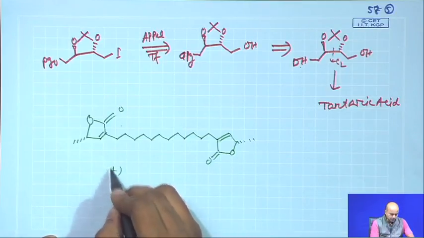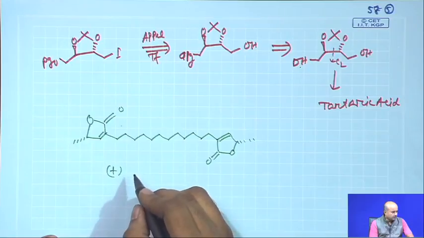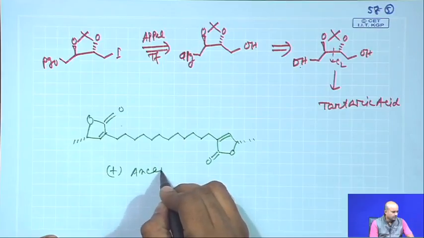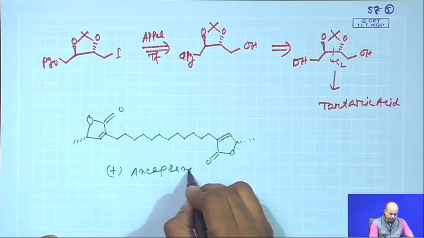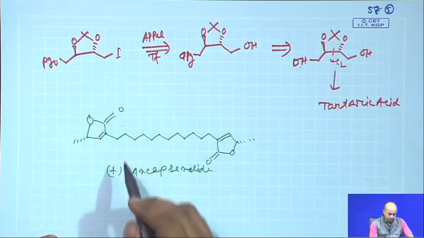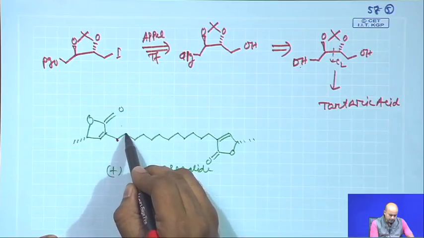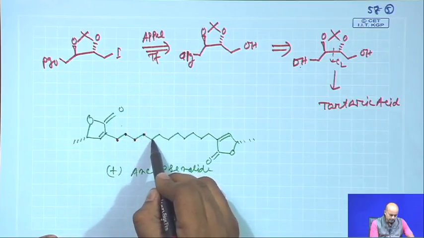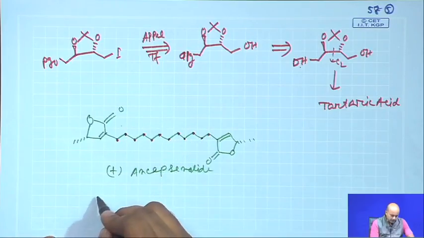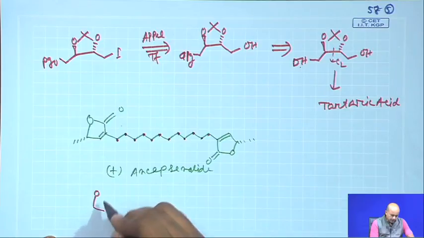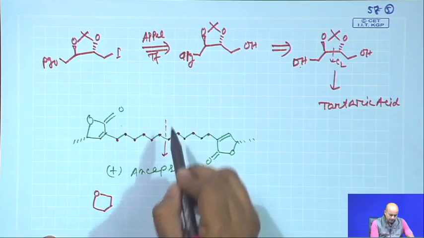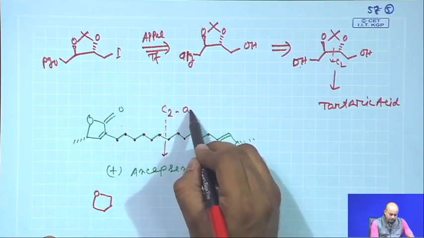Now, this compound is a natural product, a gamma lactone based natural product. Its name is ansepsinolite. If you see its structure, you can say that these methylene groups are the achiral spacer, and I will just analyze the structural viewpoint. Eventually this molecule does have a perfect C2 axis of symmetry.